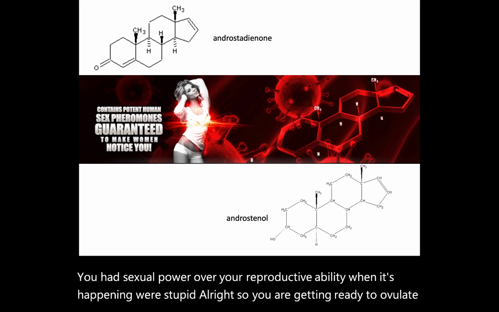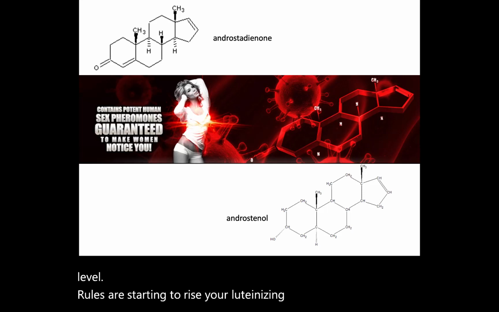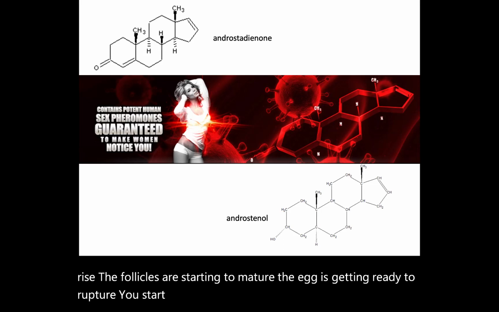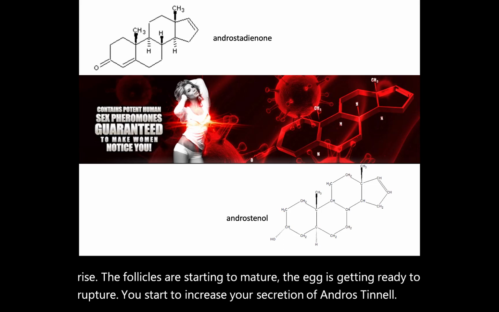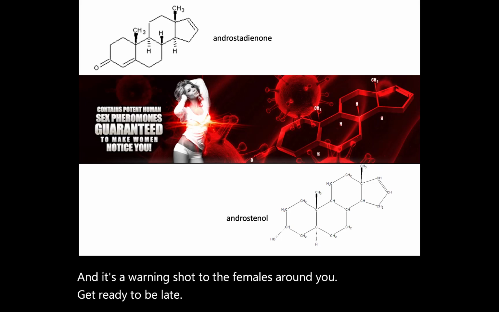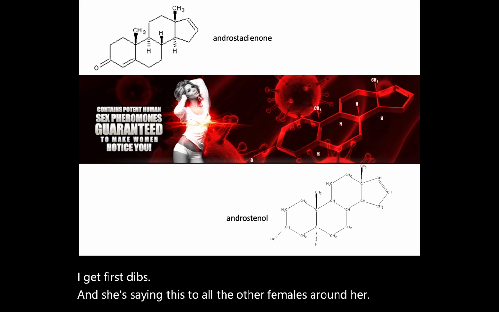So you are getting ready to ovulate. Your estrogen levels are starting to rise, your progesterone levels are starting to rise, your luteinizing hormone is starting to rise. The follicles are starting to mature. The egg is getting ready to rupture. You start to increase your secretion of androstenol, and it's a warning shot to the females around you: getting ready to ovulate, reproductively fertile. Back off. The guys that are around us, I get first dibs. And she's saying this to all the other females around her without ever saying a word.